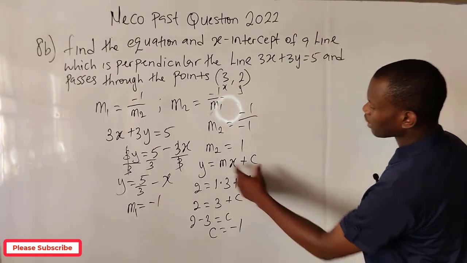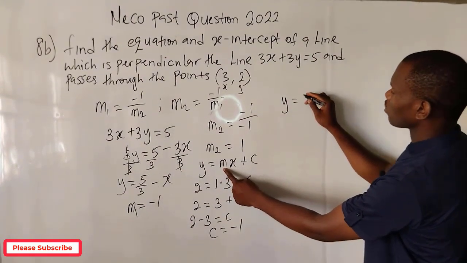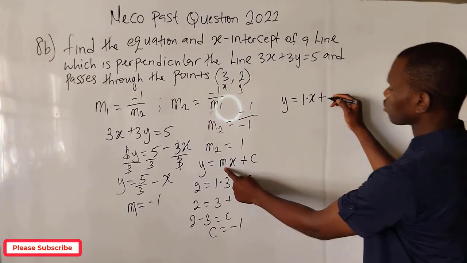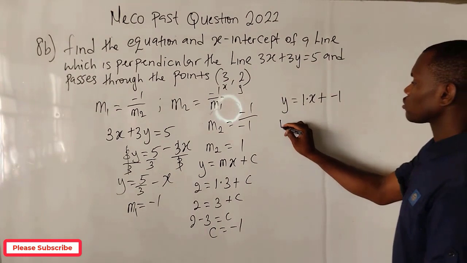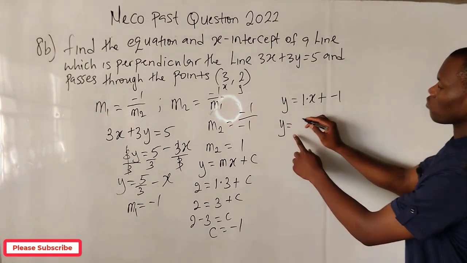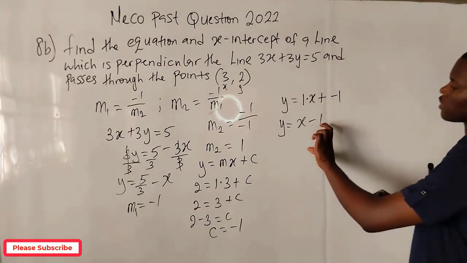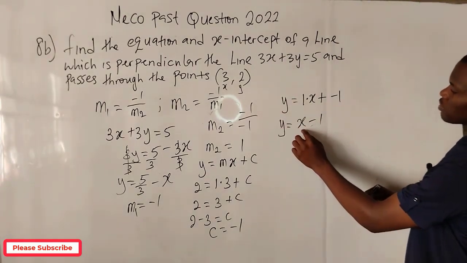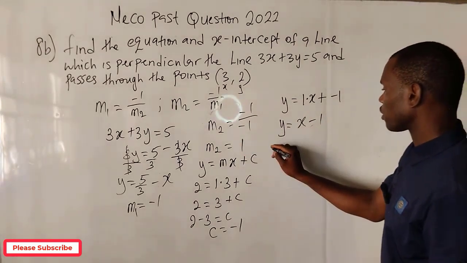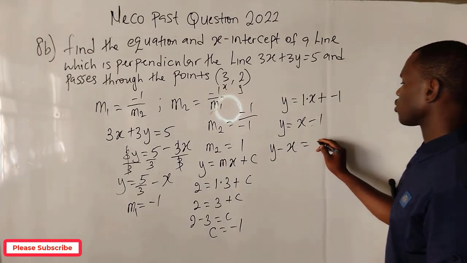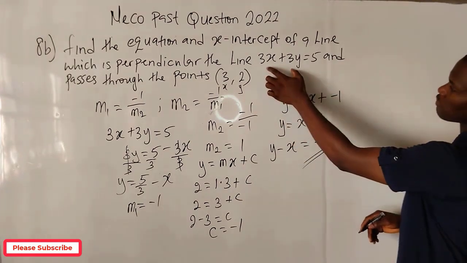So I'll carry it back into this equation. This is y equal to, my slope is 1, so I'll have 1 times x plus my c, which is negative 1. So the equation we are looking for is y equal to x minus 1. Then let's rearrange it and make x and y be on the left-hand side, including the constant if you wish. So I'll have y minus x equal to minus 1. So this is the new line which is perpendicular to the given line.